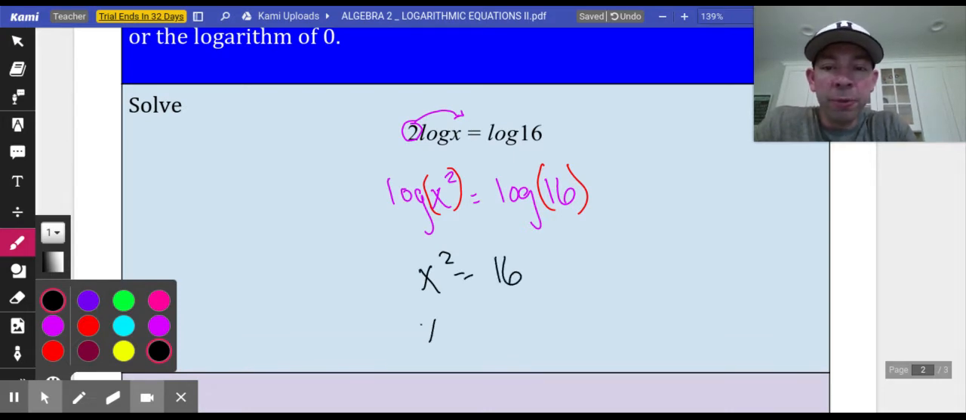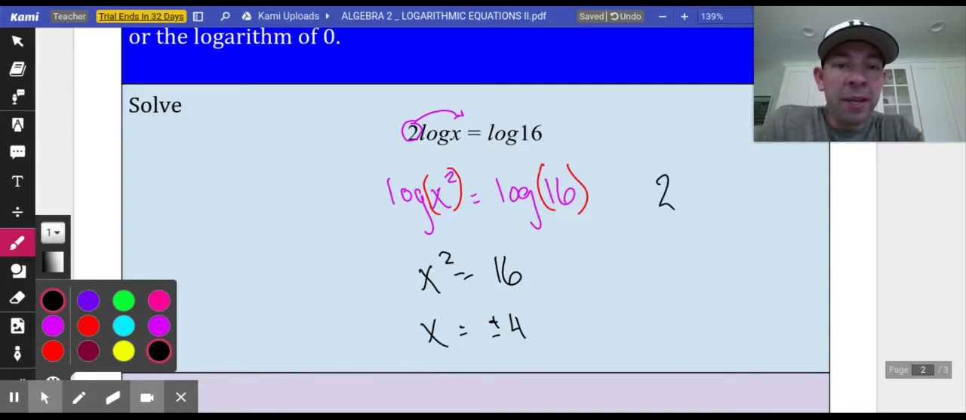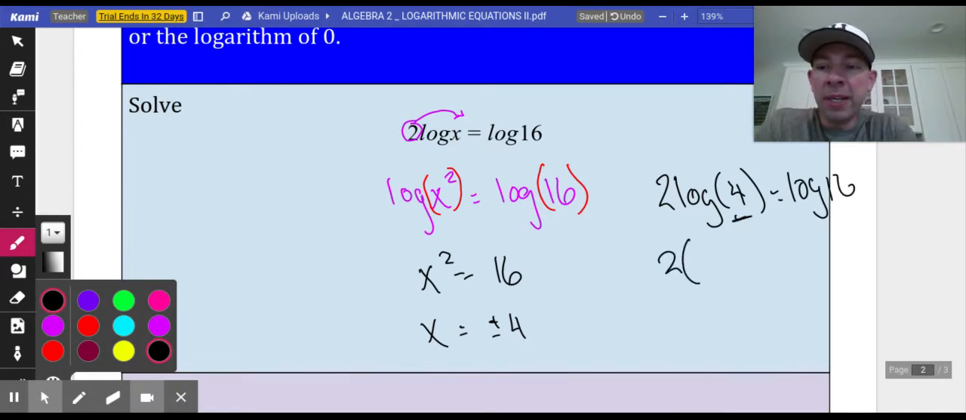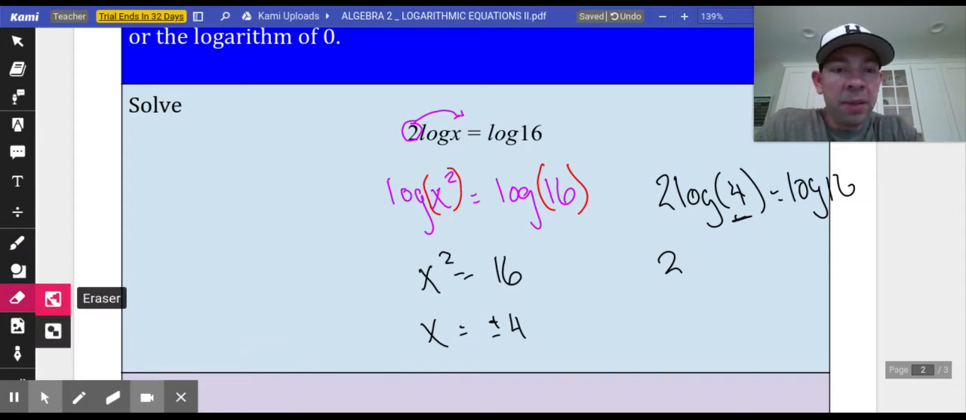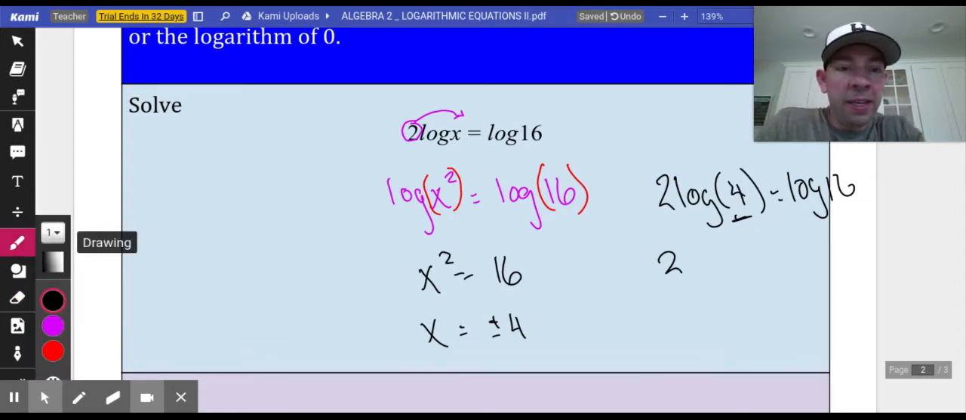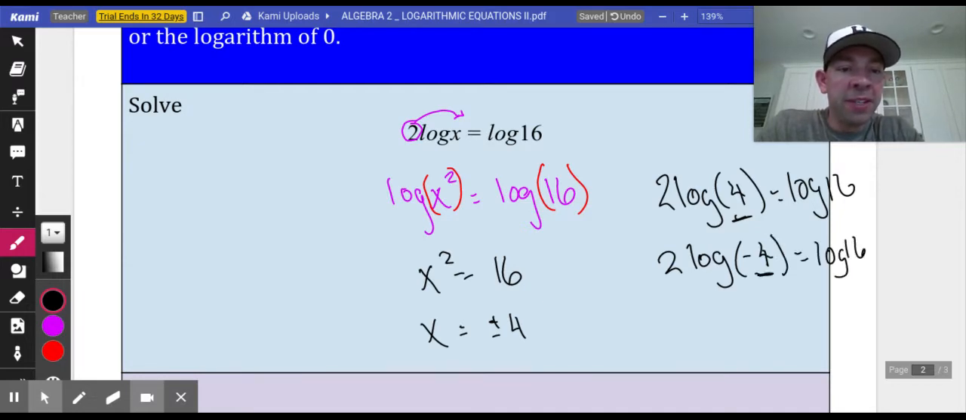If I take the square root of both sides, I'm going to get plus or minus 4. I'll first plug in positive 4, and that one checks out okay because we're positive right here. But if I plug in the negative 4, now you're taking the log of a negative number, and that's big time bad news. So because of that negative, we're going to reject negative 4, and only positive 4 is my actual solution.